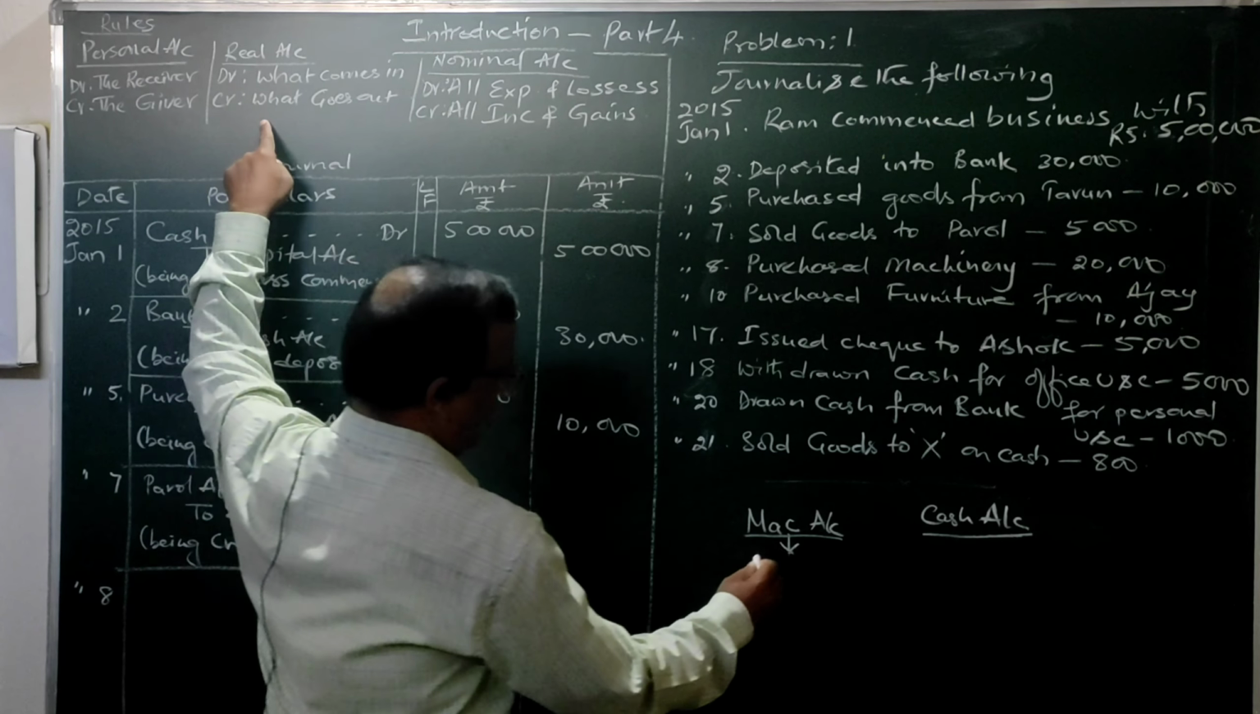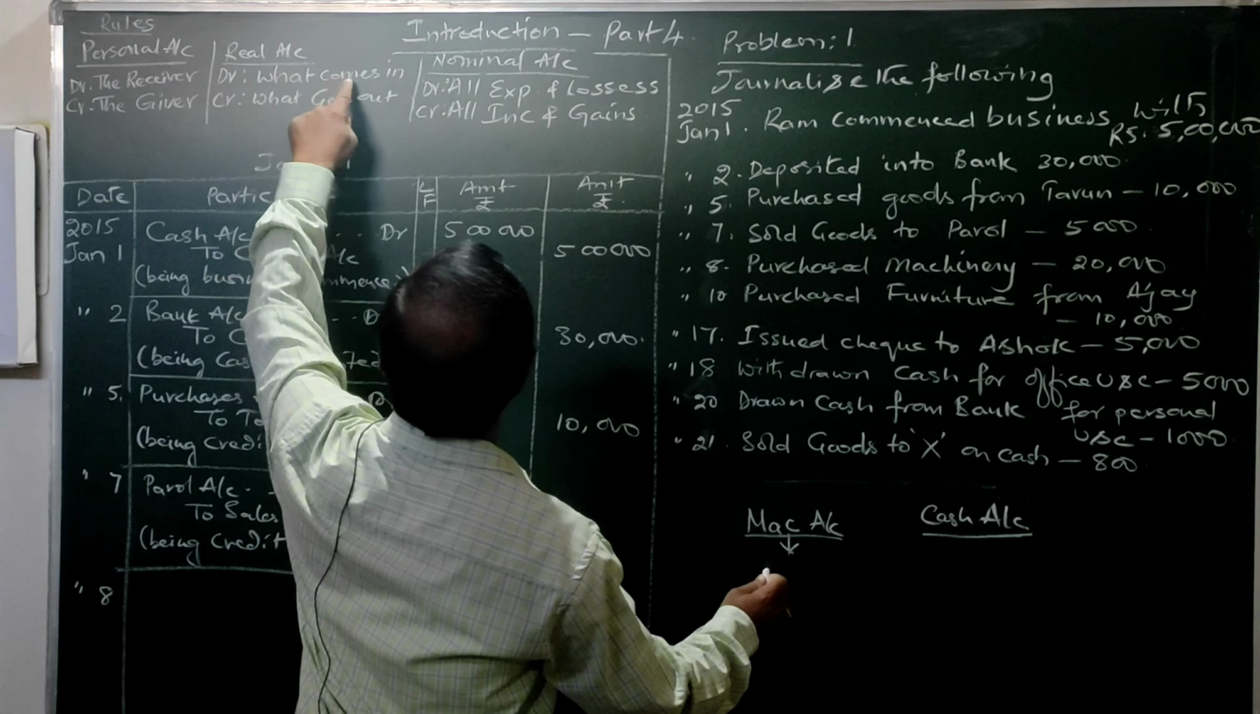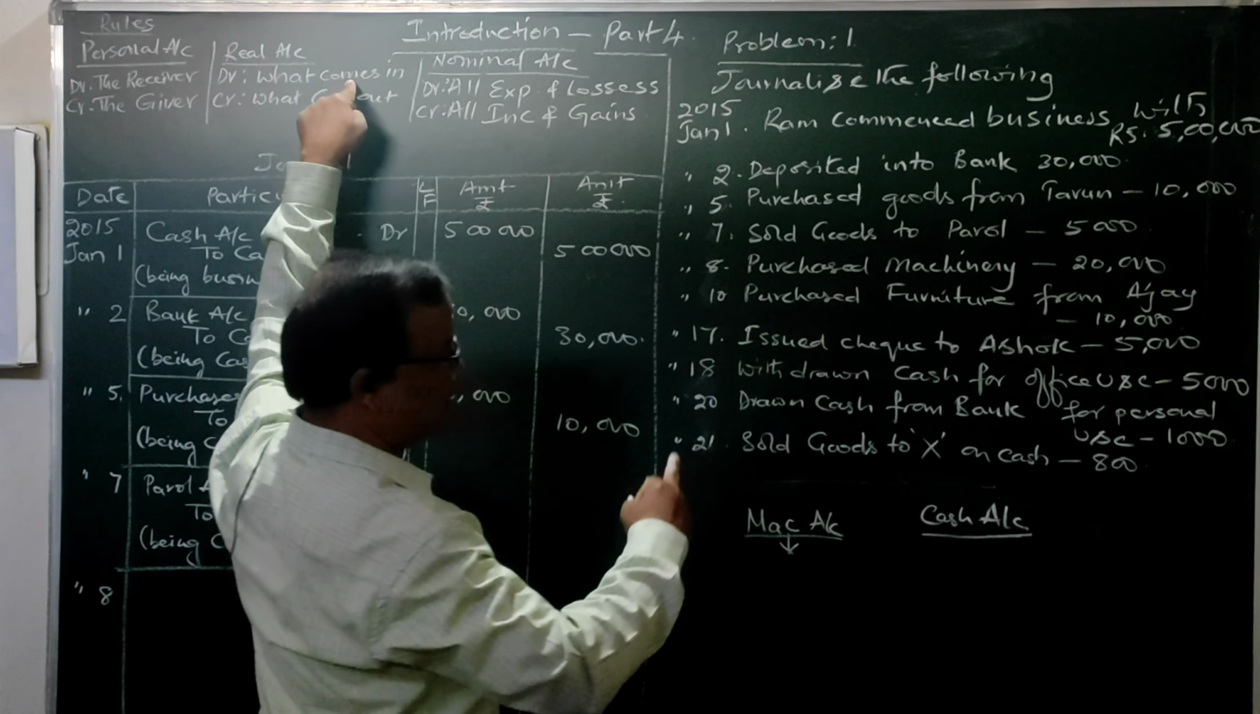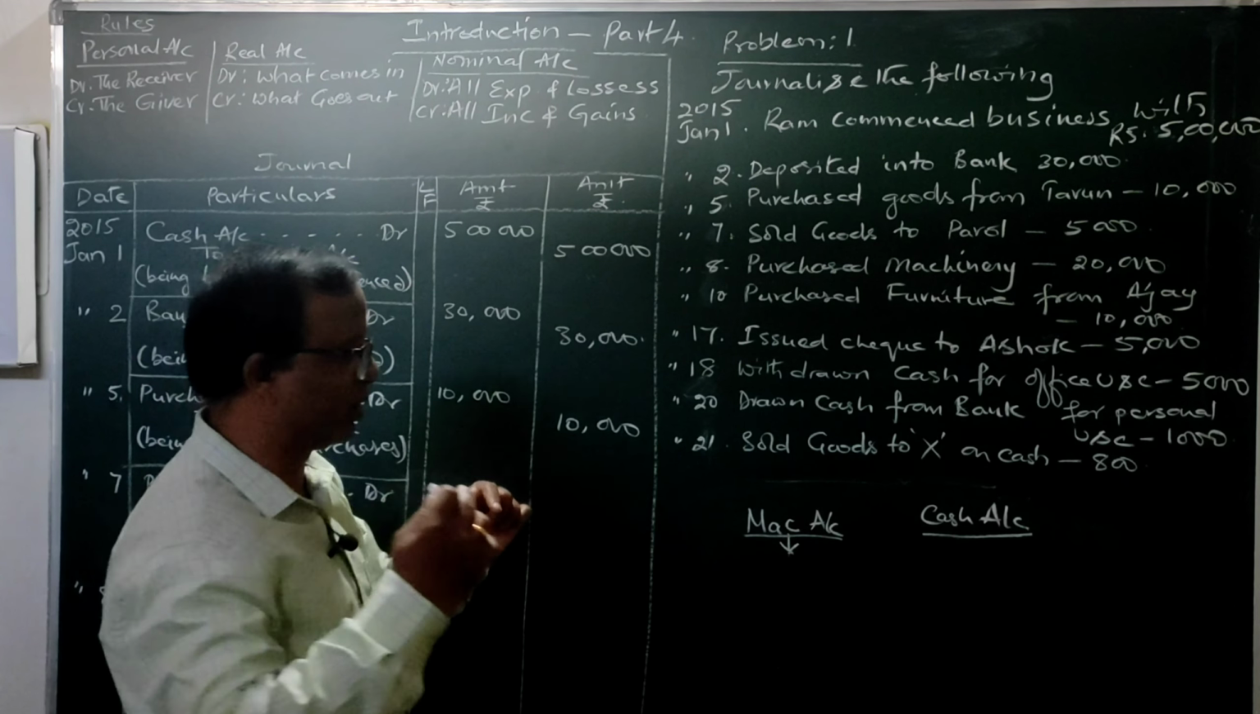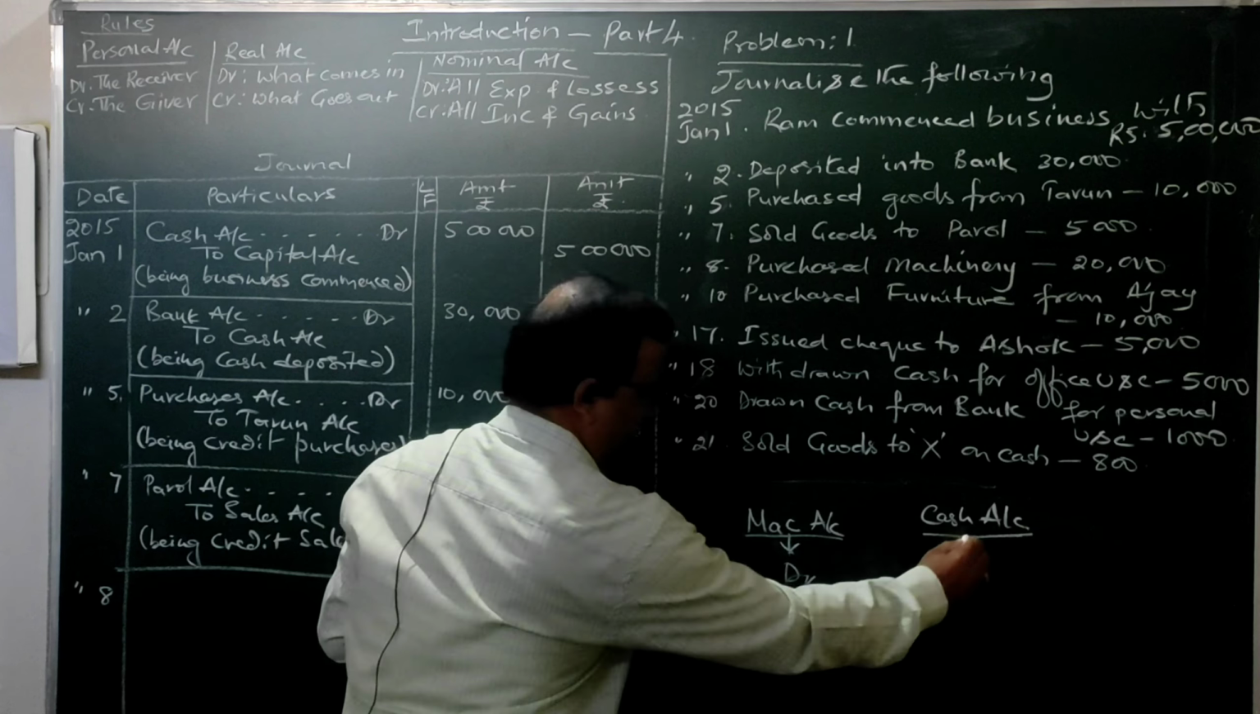When it is an asset, it is a real account. Since it is a real account, what the real account says, debit what comes in. So in this transaction, when you have purchased machinery, machinery is coming into your business. So machinery account, you are going to debit it.